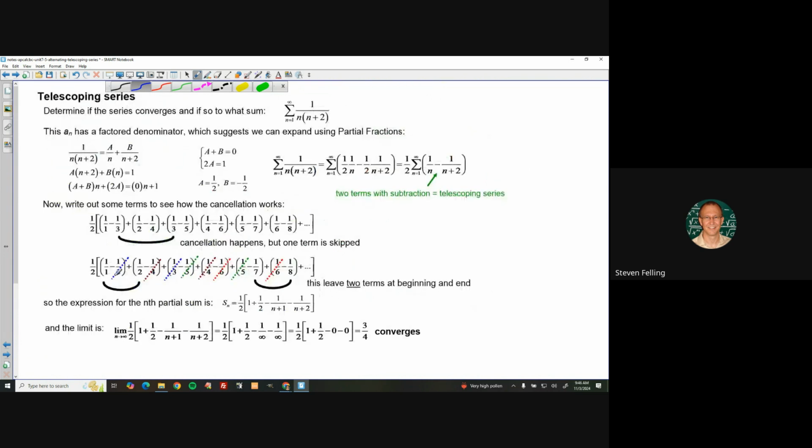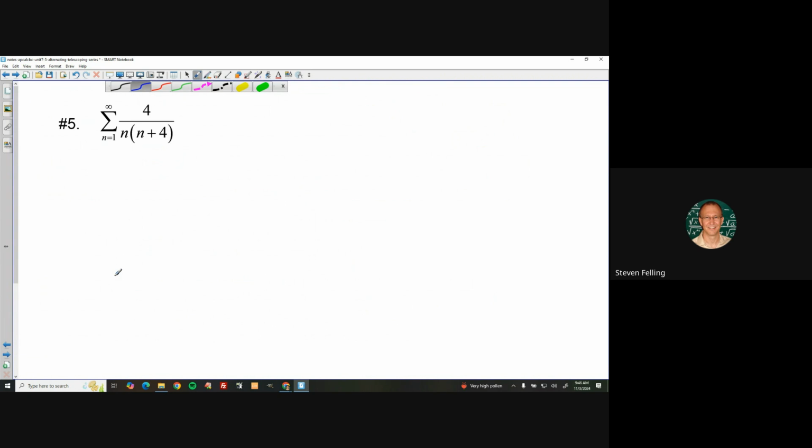All right, I'm going to show you one other example here to wrap this up because these get really long. Like integral tests, you would only do this if absolutely necessary. Okay, so let's say we had this series. First, I'm going to do partial fractions to try to put it in the form of a telescoping series. So to start, if I have 4 over n times n plus 4, I'm going to say that's equal to a over n plus b over n plus 4.